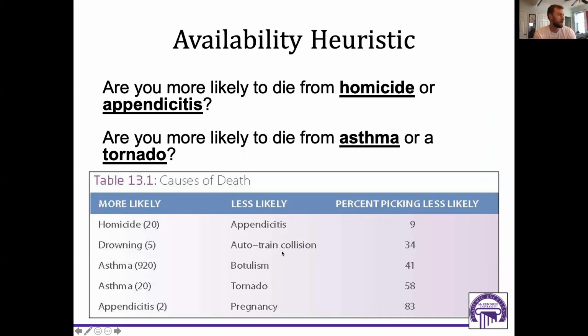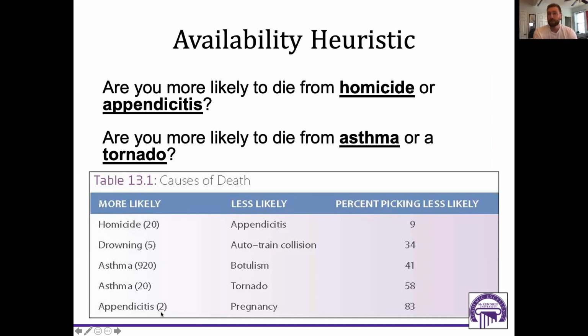Drowning versus auto train collision, we see that the numbers slightly change to where more people are choosing this less likely alternative, despite the fact that you're more likely to drown, so 5 times more likely. Botulism versus asthma. But here's where it gets interesting. Tornado versus asthma. 58% of participants in this particular study said that you're more likely to die from a tornado, despite the fact that you're 20 times more likely to die from asthma. And then consider this final example, pregnancy versus appendicitis. 83% said pregnancy, despite the fact that you're twice as likely to die from appendicitis.